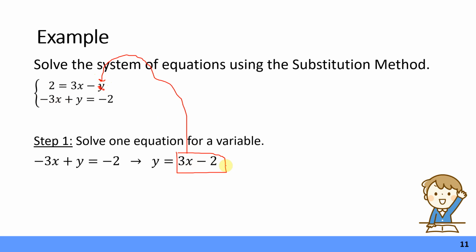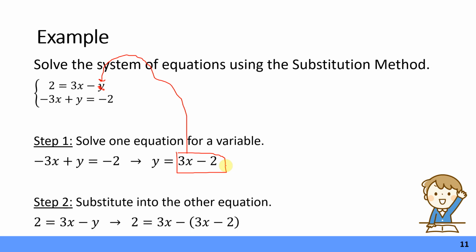Okay, so hopefully you understood that part. Whichever equation you solve, once you get to step 2, you're going to substitute it into the other equation. So I have 2 equals 3x minus y. Obviously, the y is going to be replaced by whatever I got from step 1. Now, make sure you make a note of this. You have to put parentheses. Whenever you substitute, you have to substitute with parentheses because if you don't, you're going to get an incorrect answer.